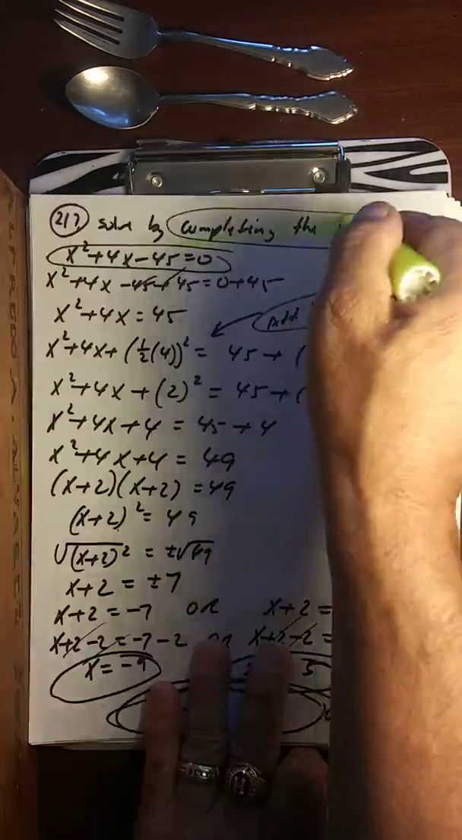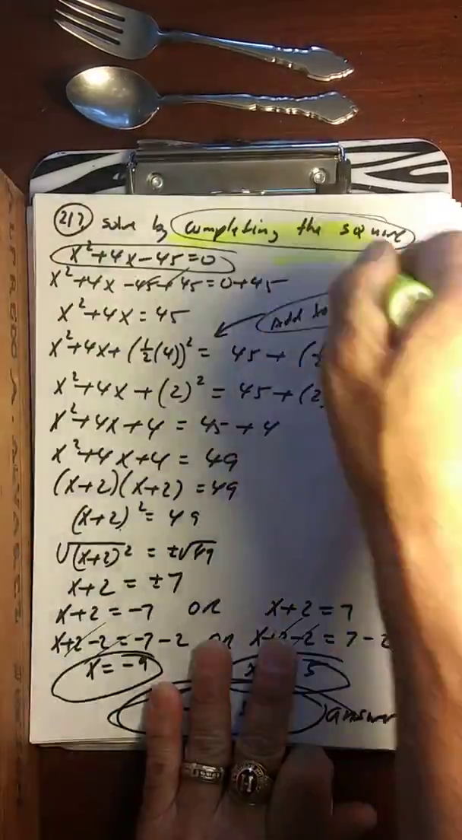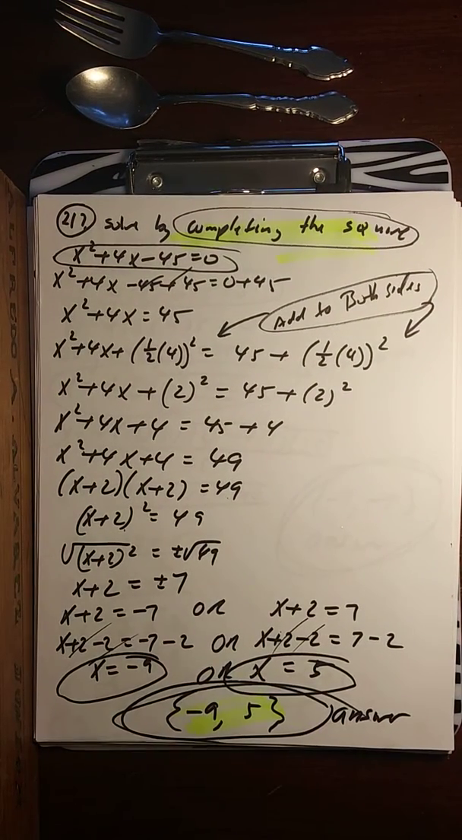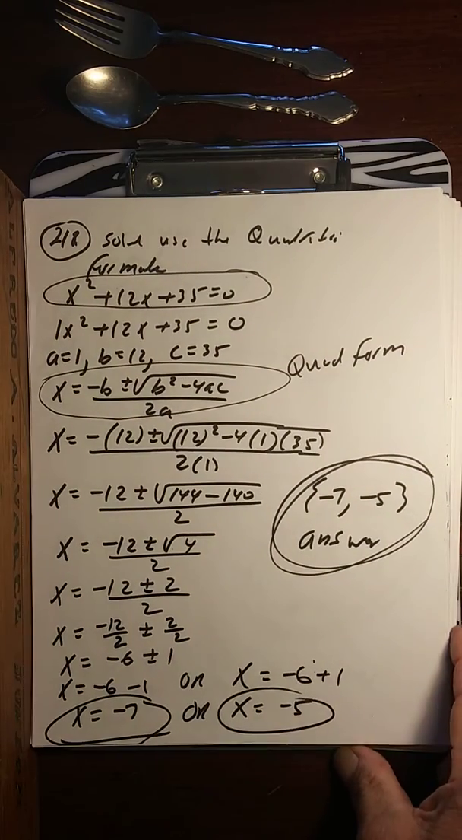Complete the square. This right here. That's how you do this. Complete the square to get these answers right there. Okay. Next one.